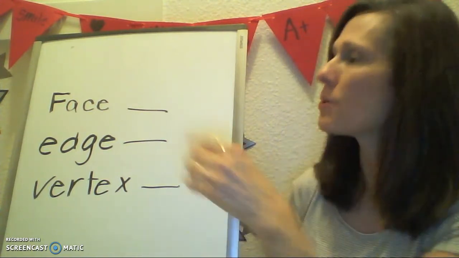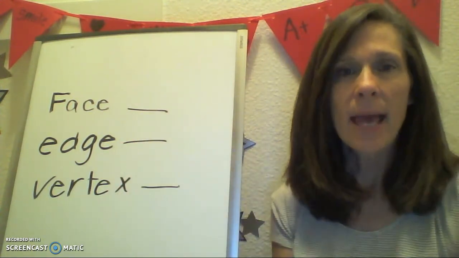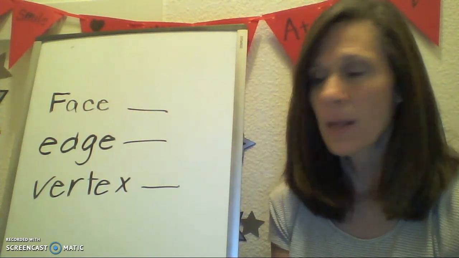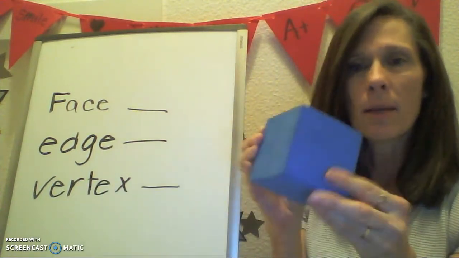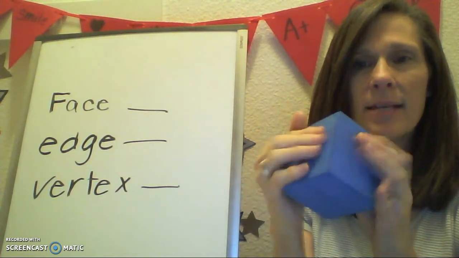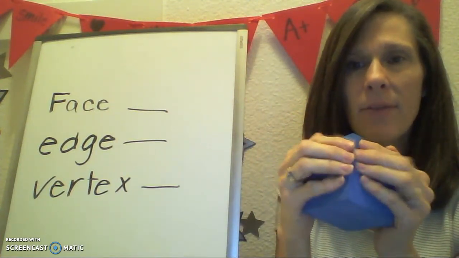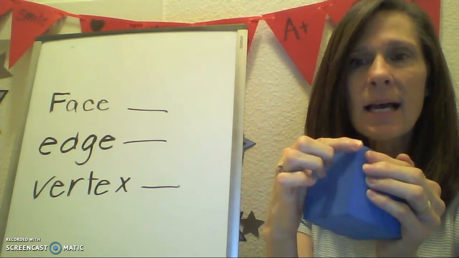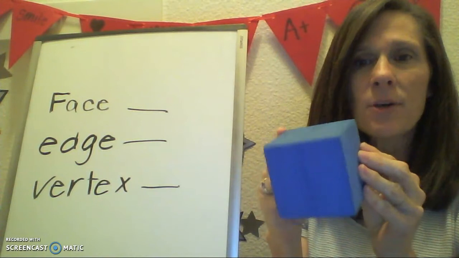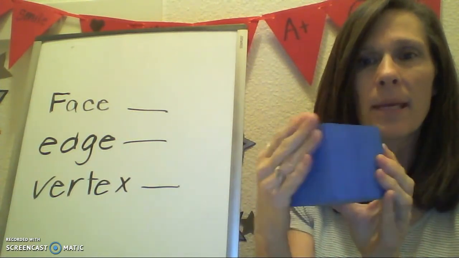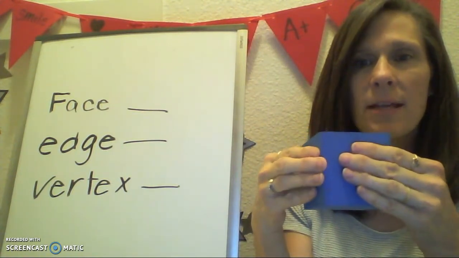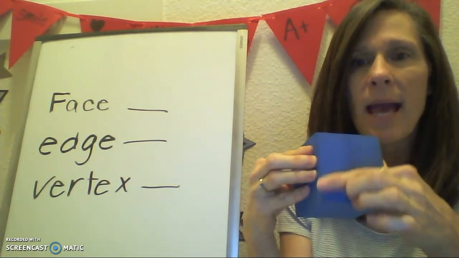All right, another attribute that we look at is the edge. Now the edge of this solid shape is where two faces come together. Okay, so for example, on my cube, here's one face, here's another face, and this is where they come together right here. That is the edge. Well, there's lots of those around my cube, right? So if I turn it this way, up here's a face and here's a face. And now the two faces come together and now I have an edge.